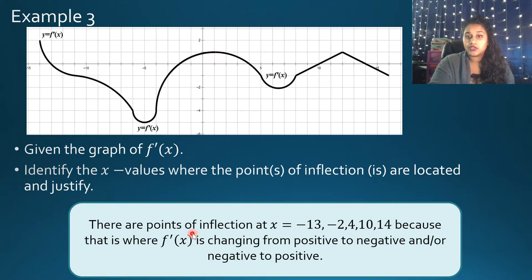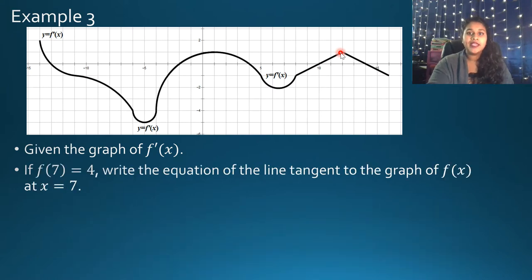Well, this answer is incorrect because in order for a point of inflection to change from positive to negative and negative to positive, you actually have to be looking at the second derivative. We're not looking at the second derivative, we're looking at the first derivative. So our answers would actually be at negative 5, at 1, at 6.5, and at 12. Those would be our points of inflection.